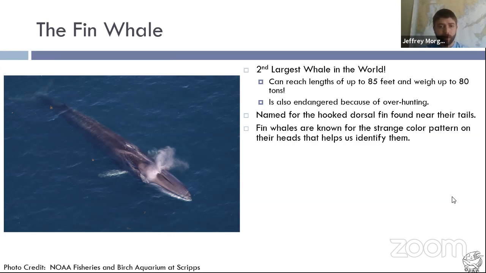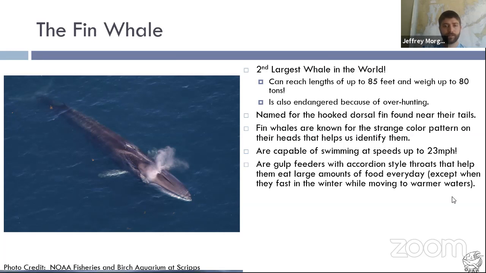Fin whales, we're able to identify them because of the strange color patterns that they have near their heads. They have these wonderful ventral plates, and on their lower jaw, they have much different color patterns than on their upper jaw. And so we can use photo ID of their color patterns and some scars that they will have there from entanglements to ID these whales. They're also some of the fastest whales in the ocean. For our baleen whales, they can swim up to 23 miles an hour. So they move quite fast.